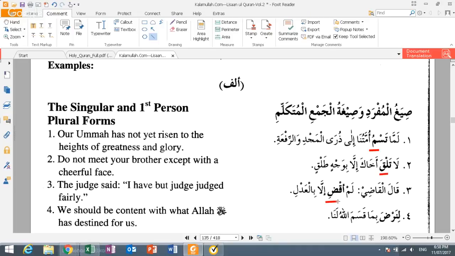Okay, now this is bab daraba yadribu, qada yaqdi. So daraba yadribu, qada yaqdi. So the ya is dropped because of lam: lam aqdi. Don't say lam aqdi, it looks ugly. Why? Because of lam. But if there's no lam, then say aqdi.